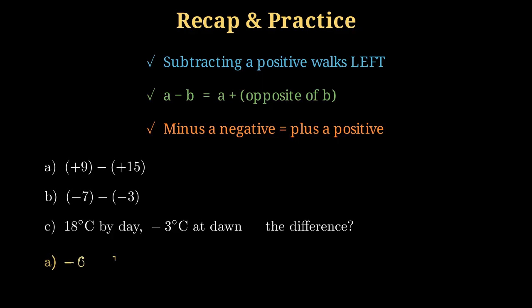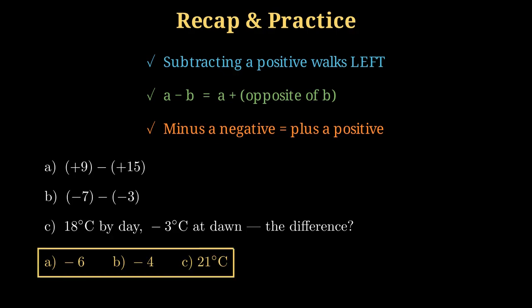Ready? A, 9 plus -15, -6. B, -7 plus 3, -4. And C, 18 minus -3, 21 degrees. Your practice questions are below this video, fresh numbers every attempt.